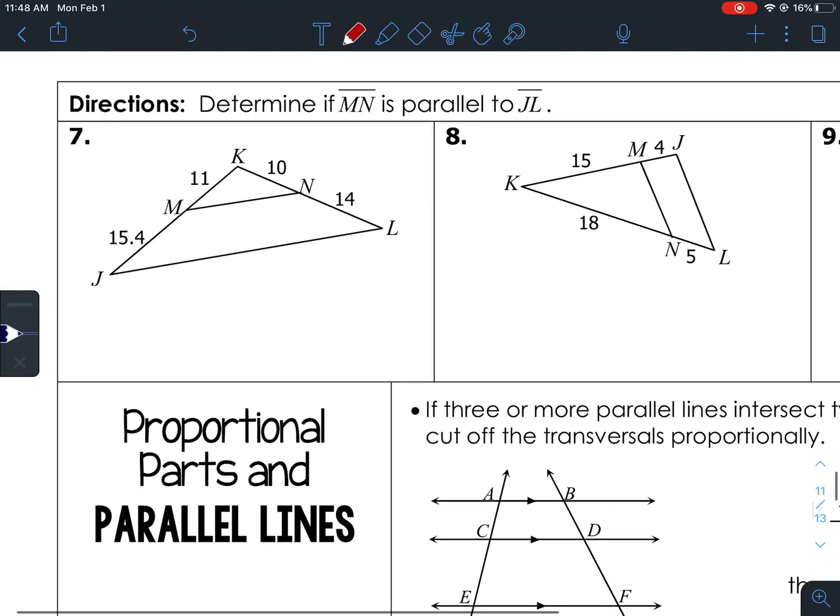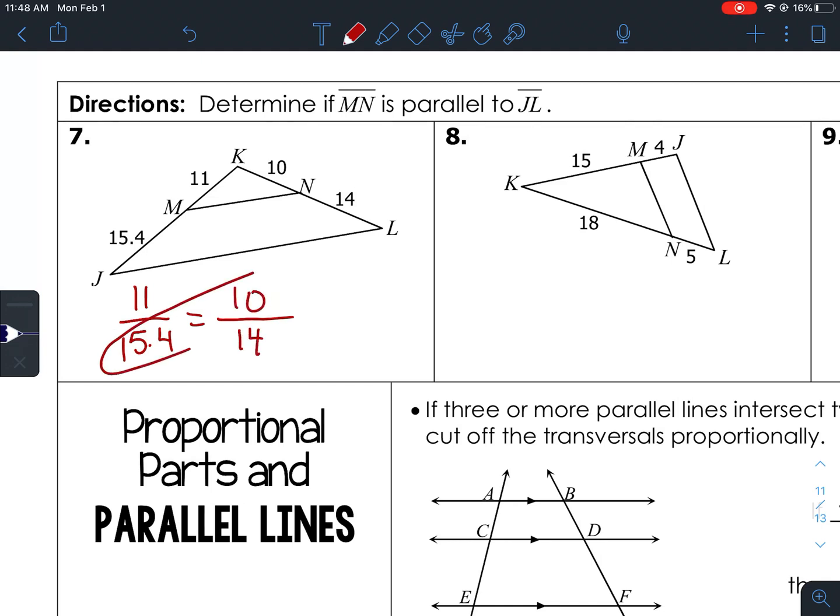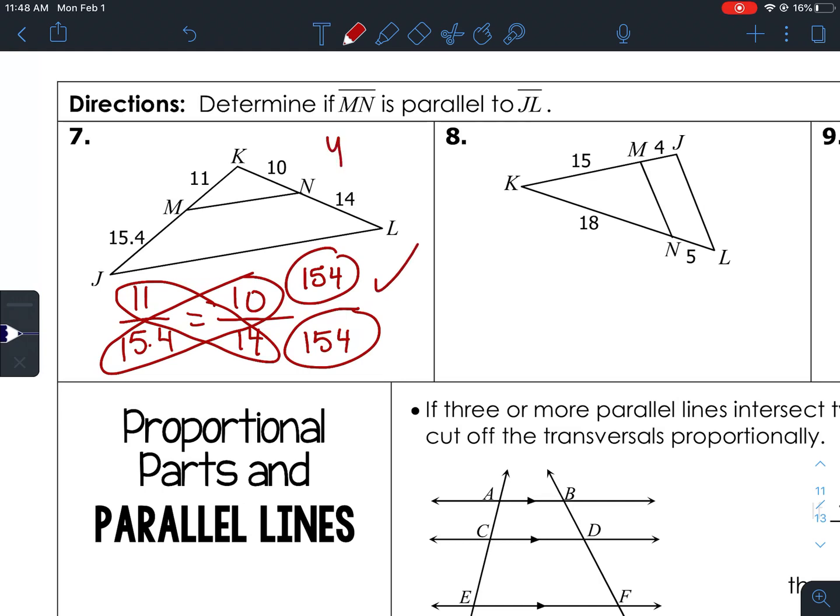All right, 7, 8, and 9 are now using that converse that we had used before. So the idea is that we're going to set up our proportions again. So 11 over 15.4 should equal 10 over 14. Now when you cross multiply, that'll get you 154. And 11 times 14 when you multiply should also be 154. Because these numbers are the same, this one has 2 parallel lines.